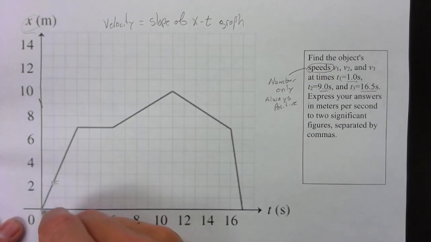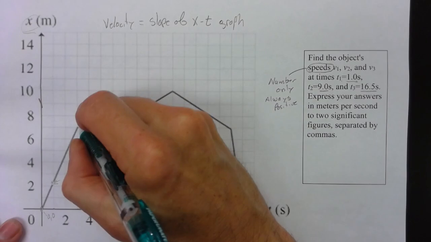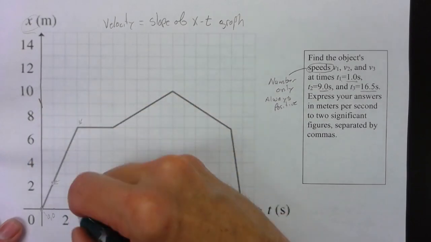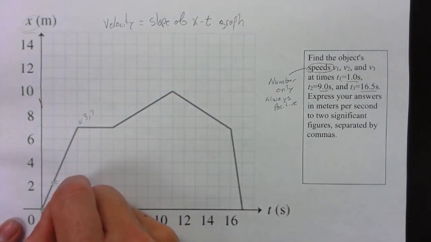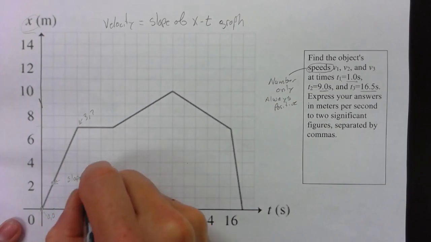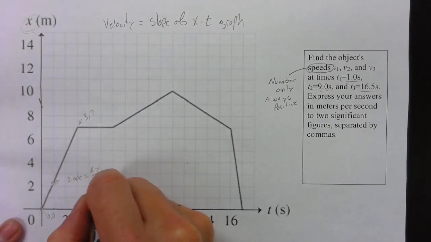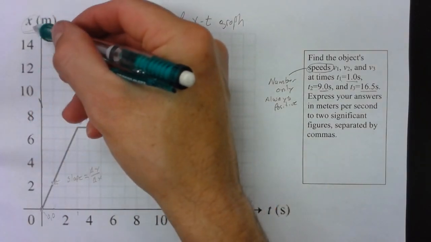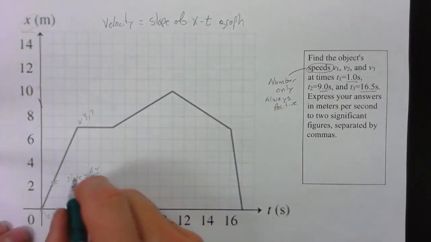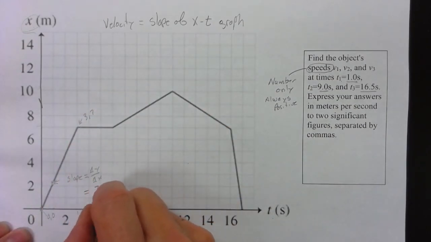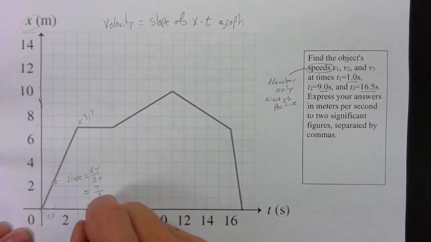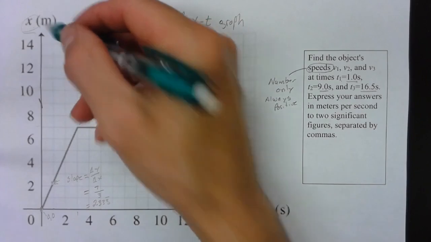But I know here is 0, 0. And this, I know, is 3, 7. And that slope equals the change in y over the change in x, which in this case actually is change in position, x, over change in time, t. And that change, it goes from 0 up to 7, is a 7, and it goes from 0 over to 3, so 7 over 3. So that's 2.333 repeating, and that's in meters per second.